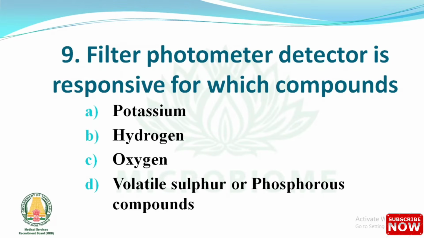And next, flame photometric detector is responsive for which compounds? The options, potassium, hydrogen, oxygen, volatile sulfur or phosphorus compounds. The right answer, option D, volatile sulfur or phosphorus compounds.